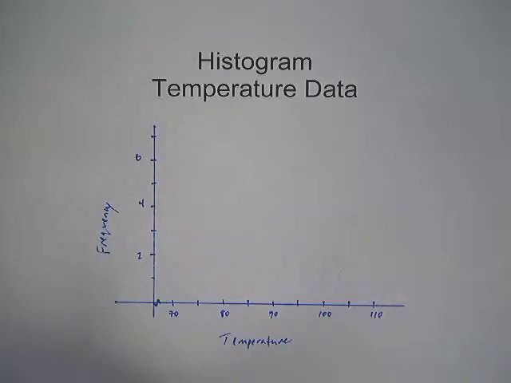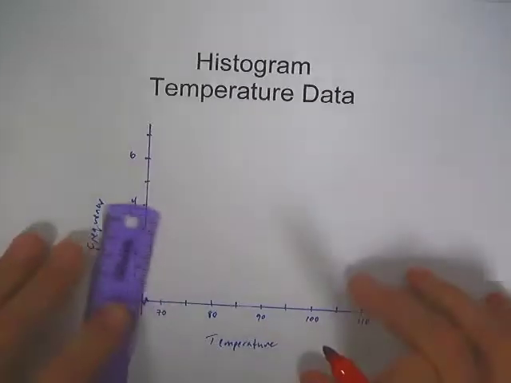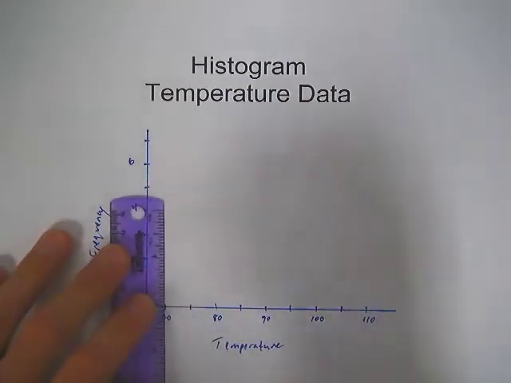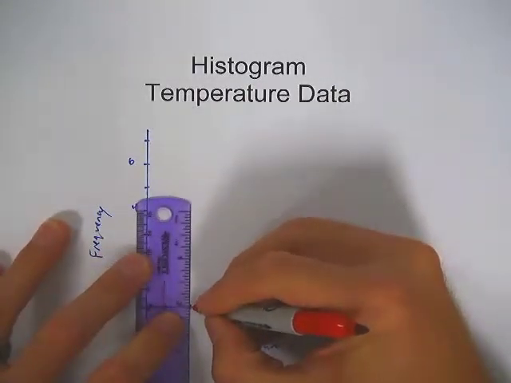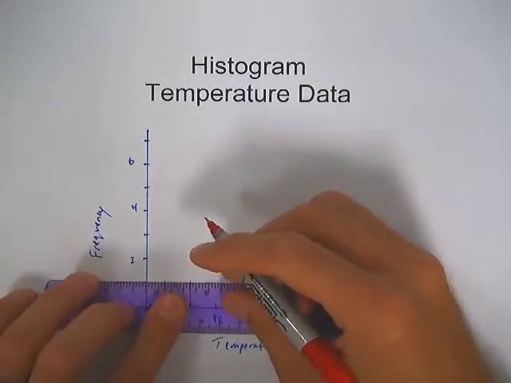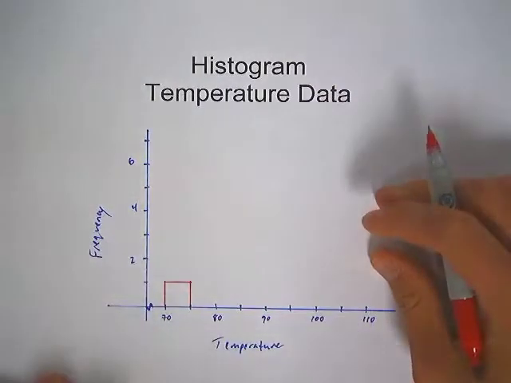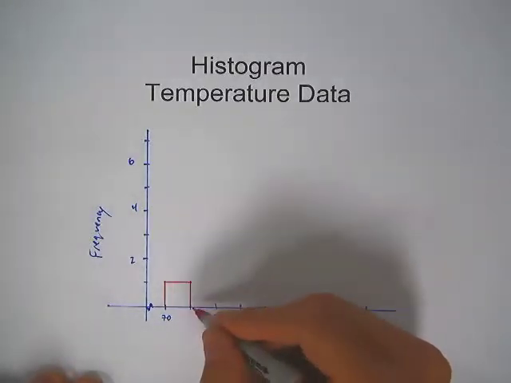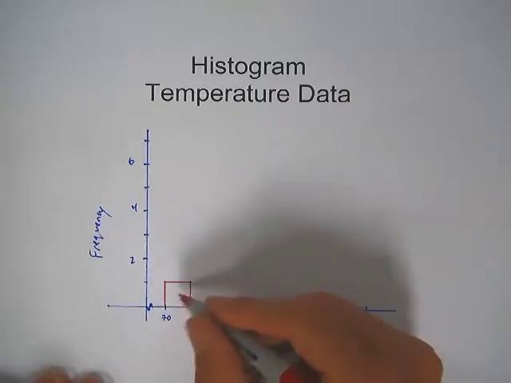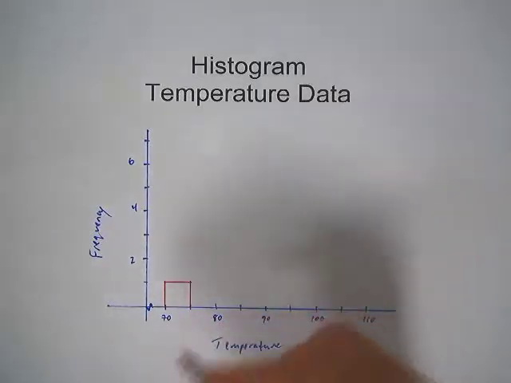Okay, now what I need to do is start drawing in my bars. So from 70 to less than 75, that had a frequency of 1. So I'm going to draw my bar going up to a frequency of 1. Okay, so let's go ahead and do that. I'm going to start by going up to 1, drawing it across like so. Okay, so that represents 1 day being between 70 and less than 75. Even though 75 isn't included in this bar, I'm still going to go to 75 there.